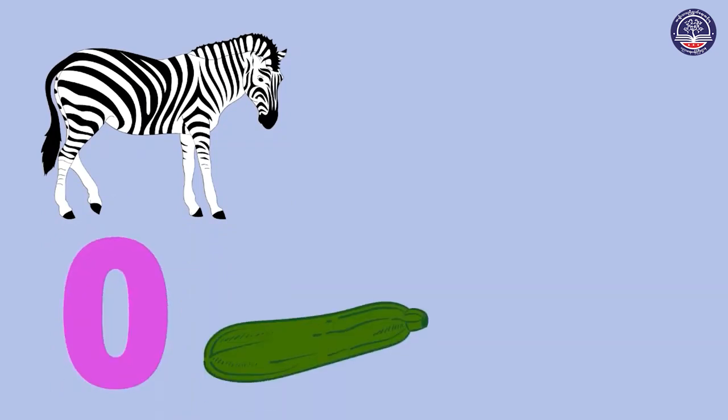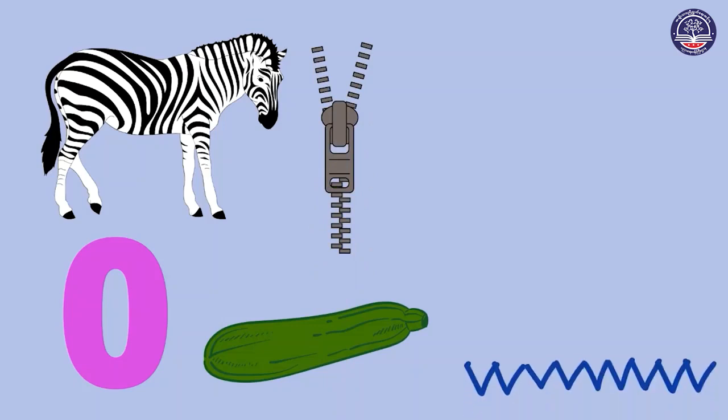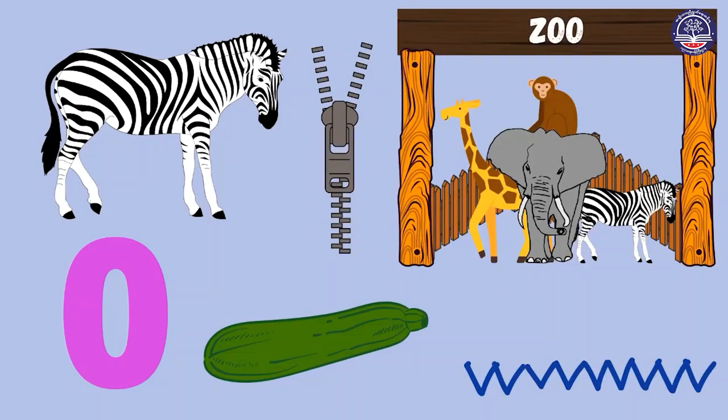Yes. Z is for zebra. Z is for zero. Z is for zucchini. Z is for zipper. Z is for zigzag. Z is for zoo. You know some Z words.